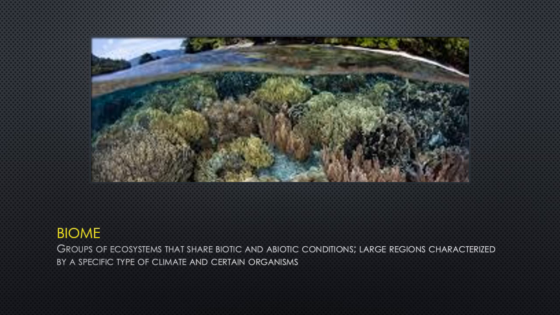Okay, let's start with what a biome actually is. So we've talked about communities and ecosystems. So a biome is basically a group of ecosystems that share physical as well as living conditions that are the same. So they're large regions characterized by specific types of climate and specific types of organisms.